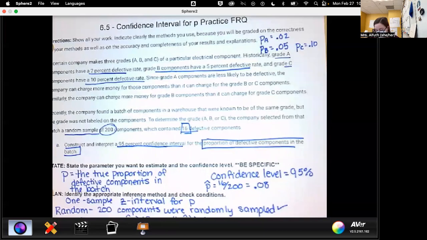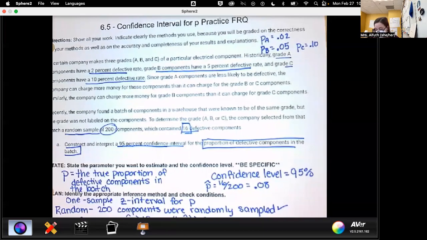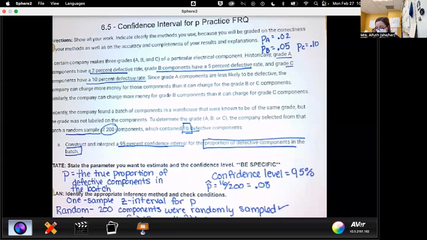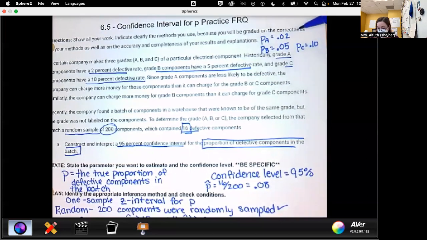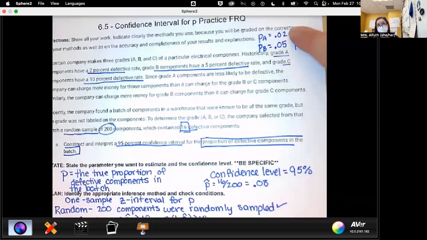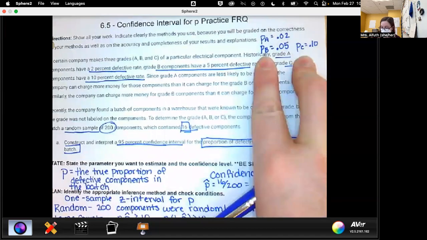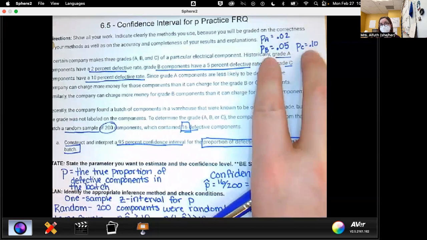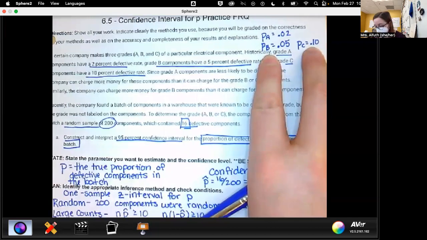So what I'm thinking about here as I look at the confidence interval that I calculated, I have 0.042 to 0.118. Looking at that, it is very unlikely that the batch contains grade A, because 0.02 is not captured in my confidence interval. However, we cannot determine between B and C because both of those values are captured by the confidence interval.